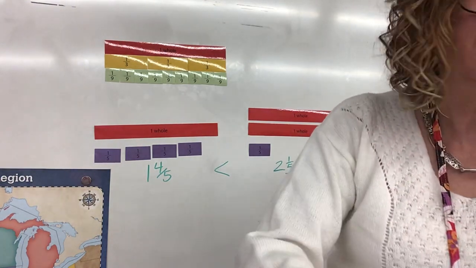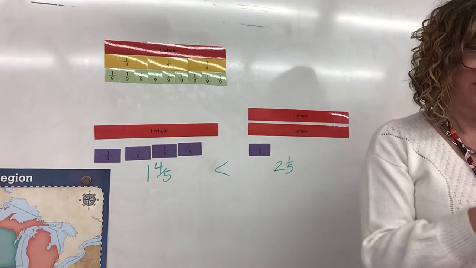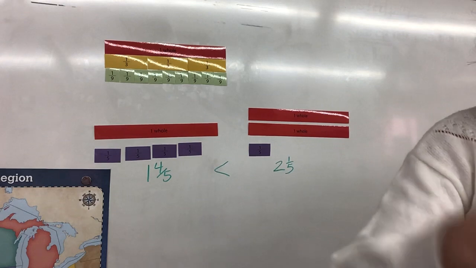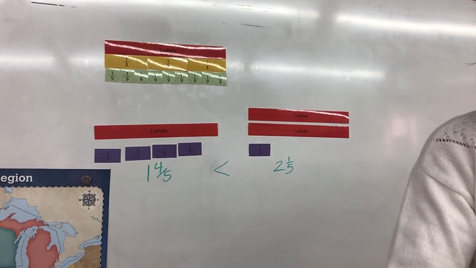Now we're going to do greater than, less than, or equal to without a picture. So that means that the denominators are going to be the same, so that you just look at the numerator and just treat it like normal numbers.